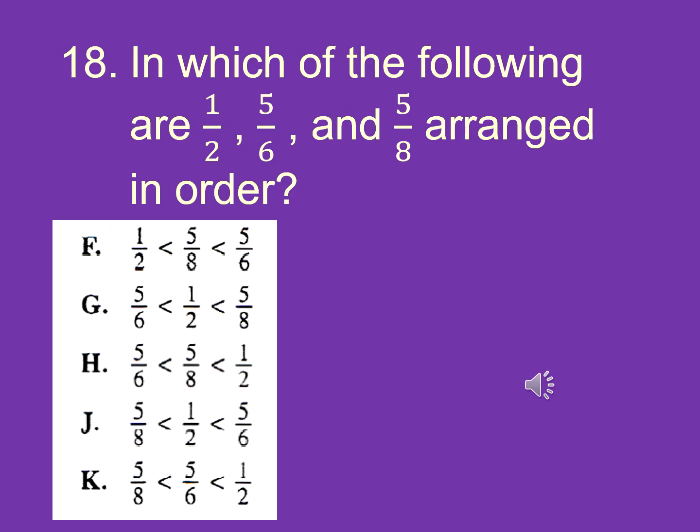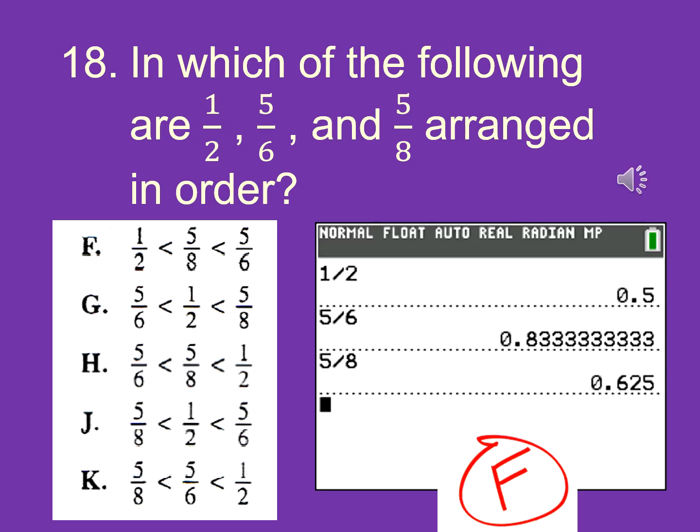Next up, it says, in which of the following are 1/2, 5/6, and 5/8 arranged in order? And you can see we have those fractions written in basically every possible order you could come up with. Now this is another one you could do a bunch of ways. I would bet that whoever wrote this problem probably thought you were going to find common denominators and work things out that way. But here, all you really have to do is think what decimal is each of those fractions.